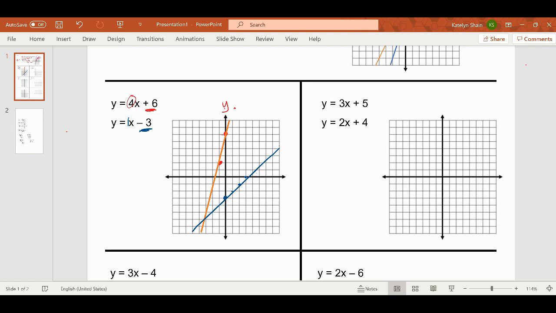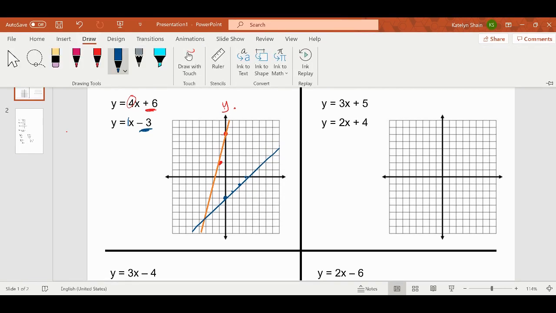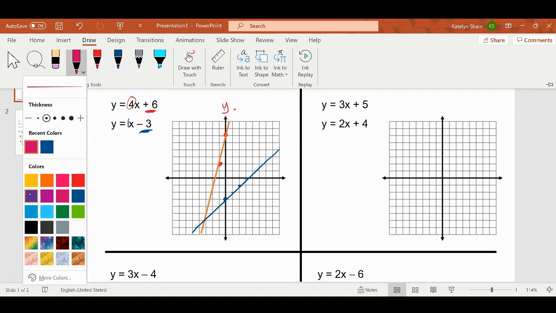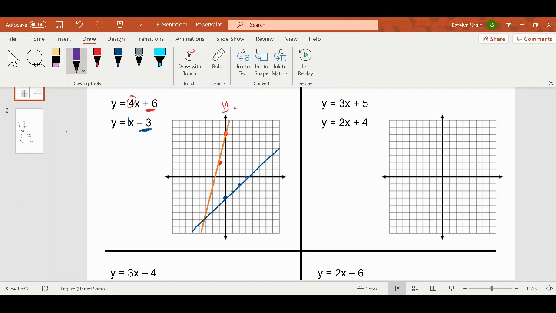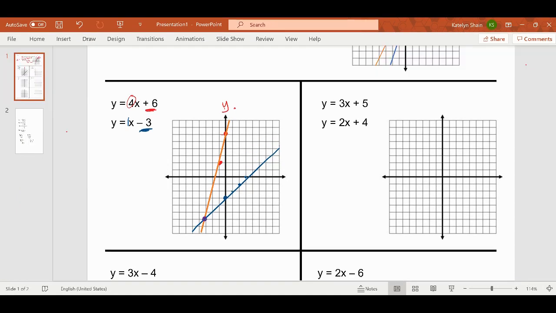Actually, it was not that bad. All right, so there is the line of my second equation. Now my solution is going to be where these two lines cross, so that would be this point right here. Now remember, this needs to be the coordinate.